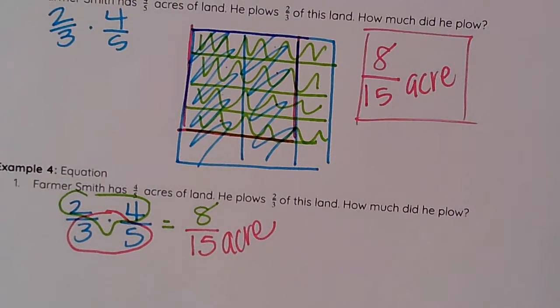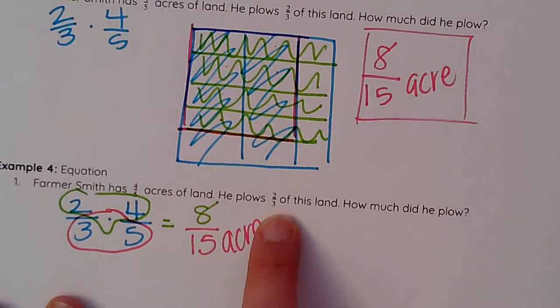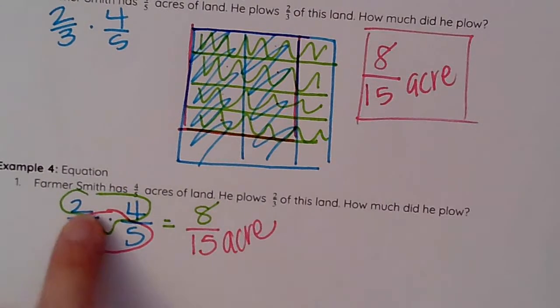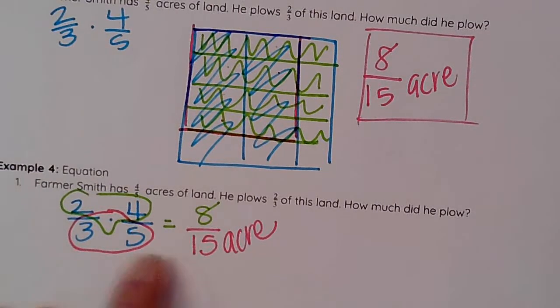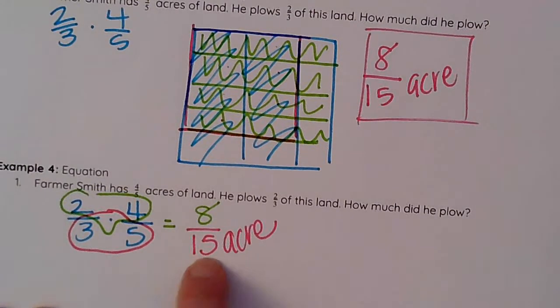So again, when I go straight to my equation, I make sure that I have my fractions correct. I put my numerators up top, my denominators on the bottom, and all I do is multiply across. Multiply my numerators, write the product, multiply my denominators, get the product, simplify if I can, otherwise leave it be.